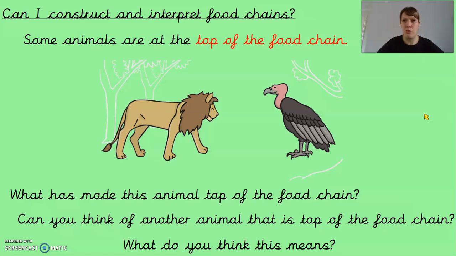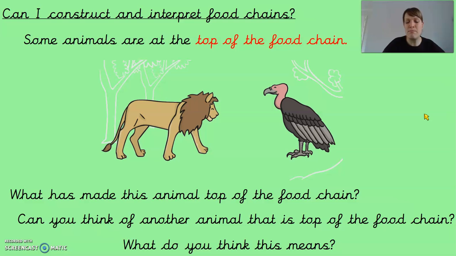So well done if you thought that they're top of the food chain, no one can eat them. There isn't anything after them to eat them. They are the top. They are the sort of the predator. They eat everything else below them, and nothing is really after them to eat them. So that's what that means at the top of the food chain.